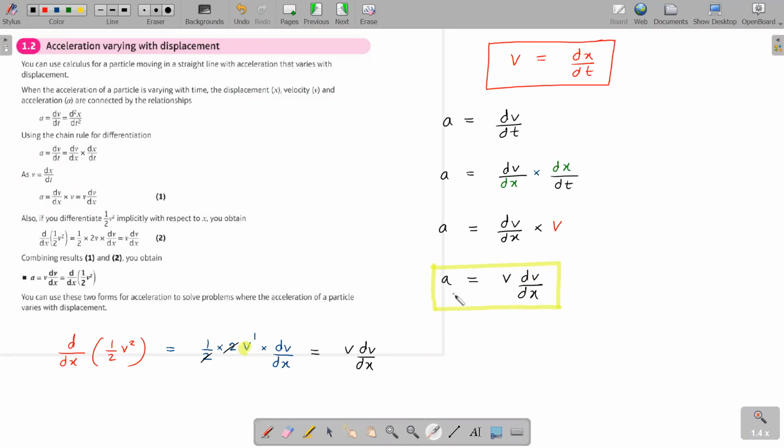They are saying here that acceleration is equal to V dV by dx, or it's also equal to d by dx of half V square. So we can go with either of these two results. Write down both of these proofs, because you should know that both of them are equal to acceleration.